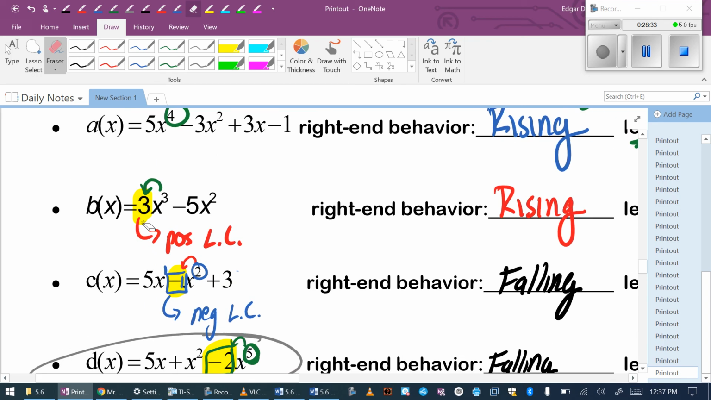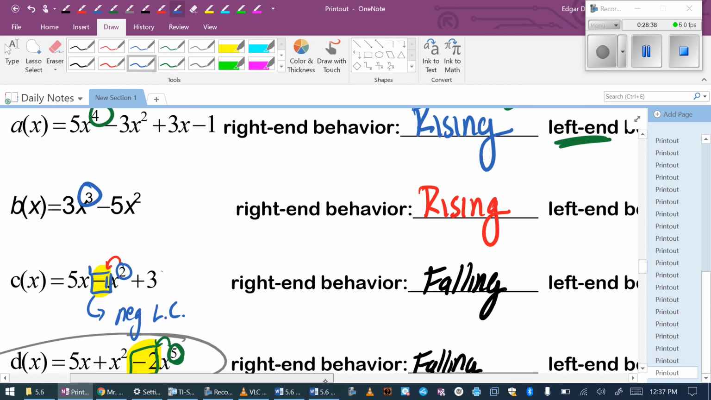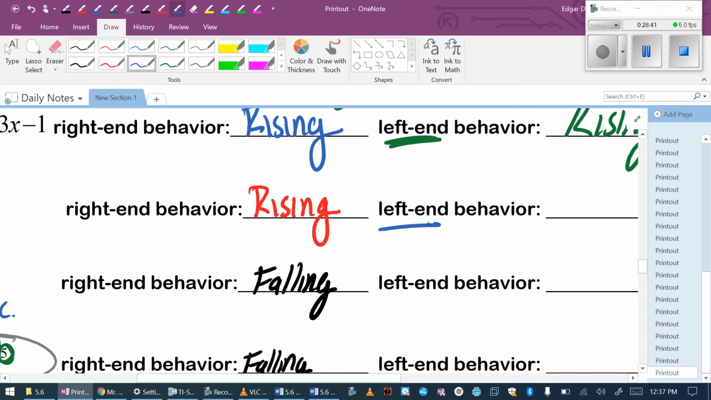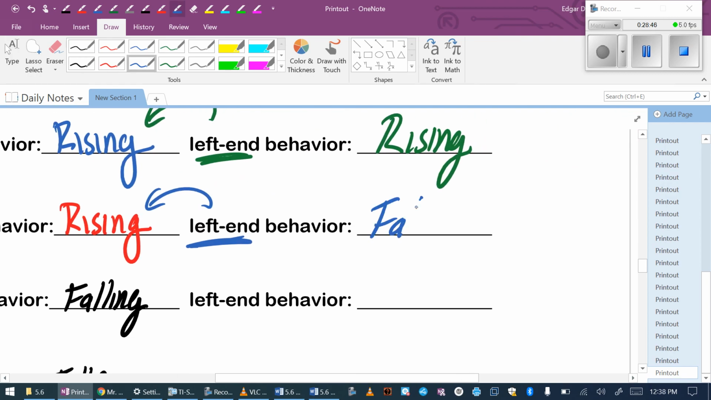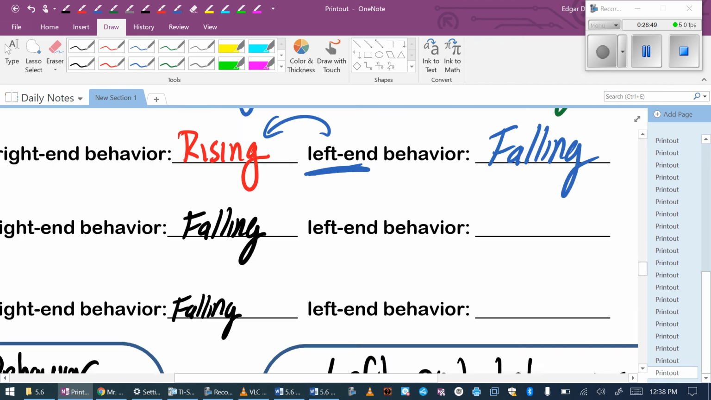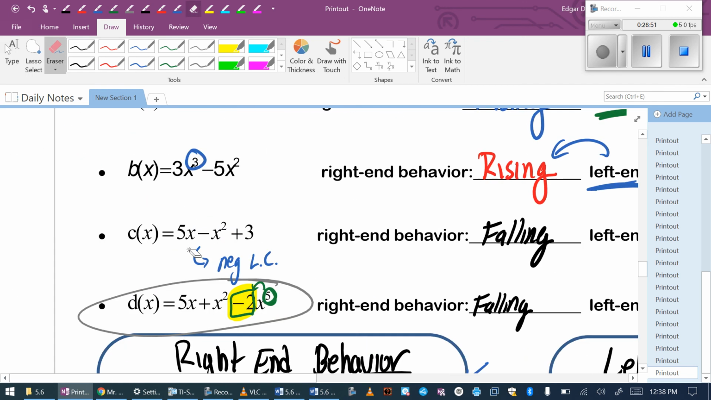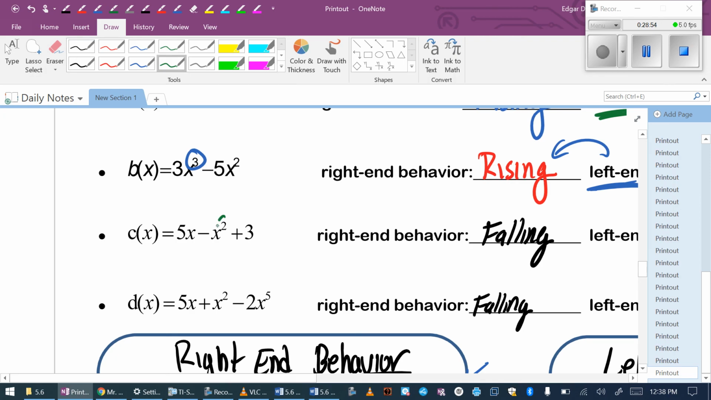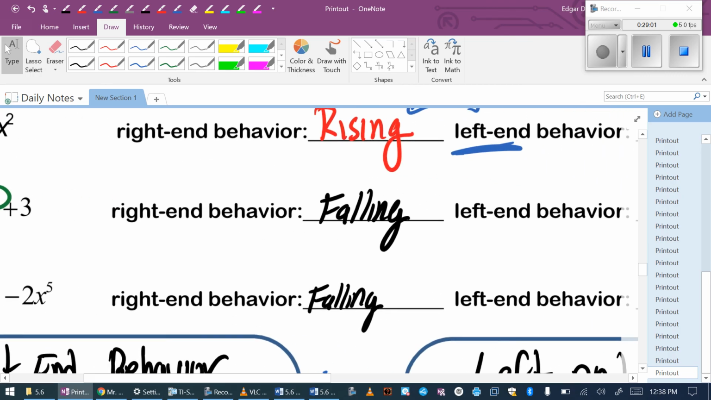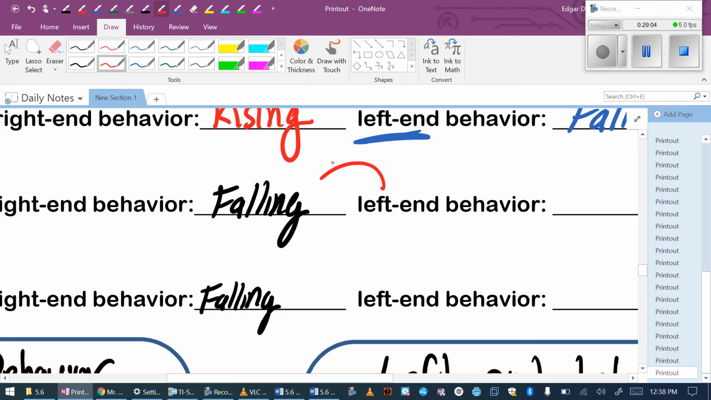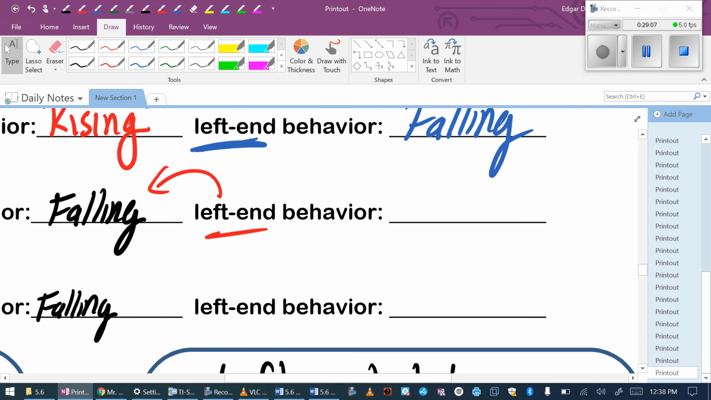Next one. Highest degree here was a 3. Well, 3 is odd. Odd means opposite. So the left side has to do the opposite of what the right side did. The opposite of rising is falling. Next one. Sorry, not leading coefficient. Highest degree, my fault. Highest degree here is a 2. That's even. Even says to do the same as the right side. So the same as the right side would be falling.